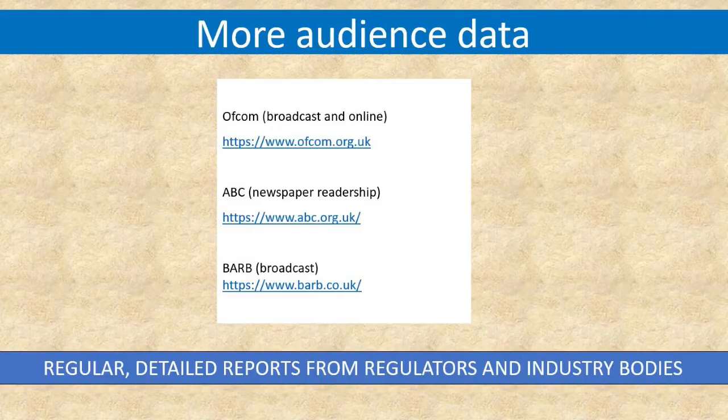So more audience data: Ofcom. There's loads and loads of information there, and Ofcom, as you know, is the broadcast and online regulator. The ABC, Audit Bureau of Circulations, if you want to know about newspaper readership, it's all there. And BARB, the Broadcasters' Audience Research Board, essentially that's like the ABC, but for broadcast. These organisations produce regular detailed reports about the audiences and about the media in general. Okay, so that's audiences.